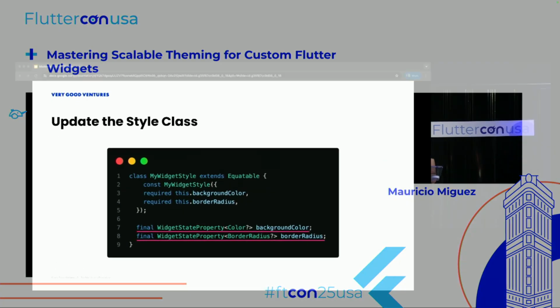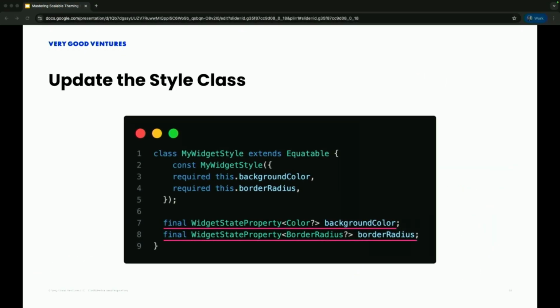So, of course, we will need to update our style class. Instead of having backgroundColor of type Color and borderRadius of type BorderRadius, we now have backgroundColor be a WidgetStateProperty, which is basically this function that resolves into a specific value based on states, and the same goes for borderRadius.